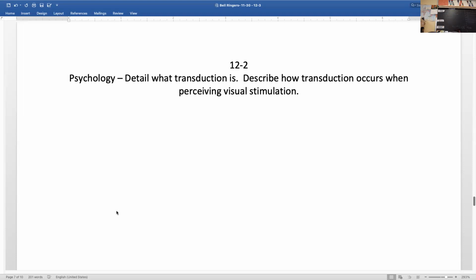We want you. Okay, detail what transduction is. Describe how transduction occurs when perceiving visual stimulation, or just sensory stimulation. There you go. Not just visual.